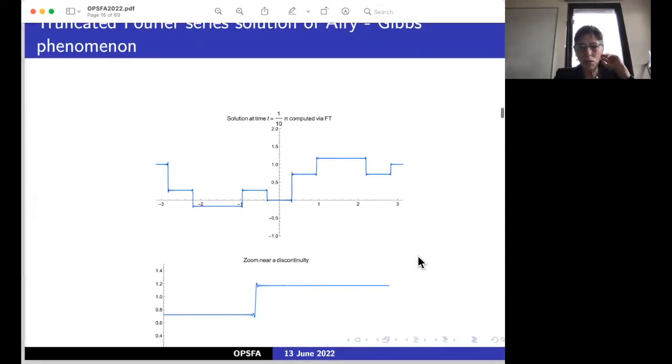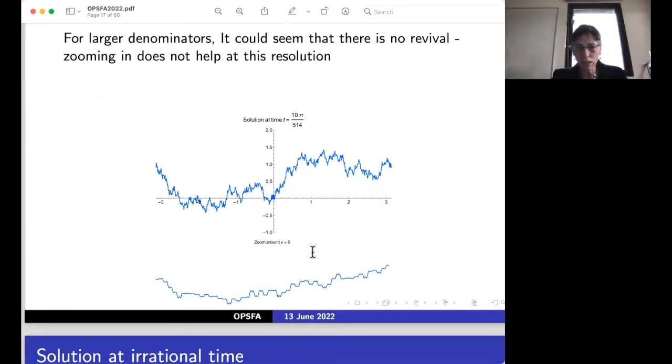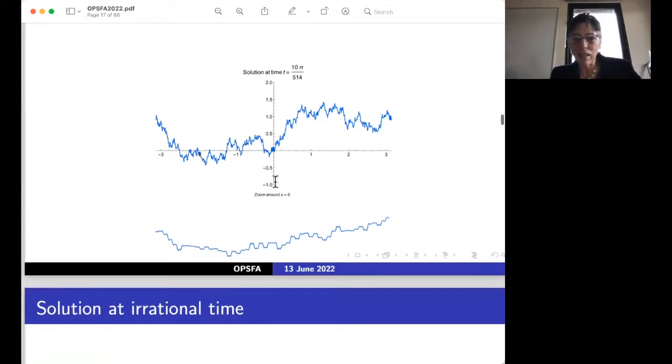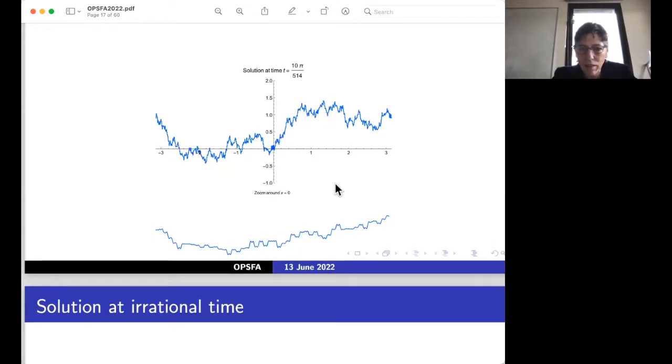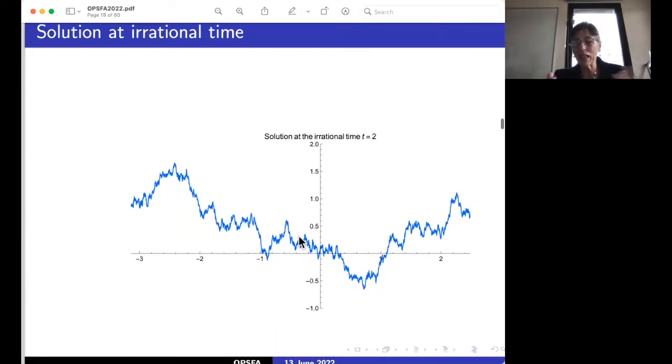Because if you look a bit closer, if you look at what happens when you just truncate and plot the solution for the truncated Fourier series, there are all these wiggly things that happen at the discontinuities. But this is Gibbs phenomenon, and it's an artifact of the fact that I am truncating the Fourier series. For large denominators, if instead of taking pi over 2 you take pi over 2002 or something, it's very hard to see whether or not this still occurs numerically. It doesn't look very different. This is the same thing zoomed in, and it looks continuous really, and it doesn't look very different from the irrational time solution.